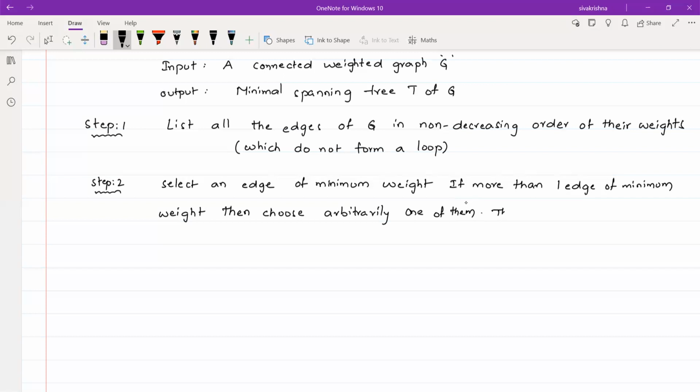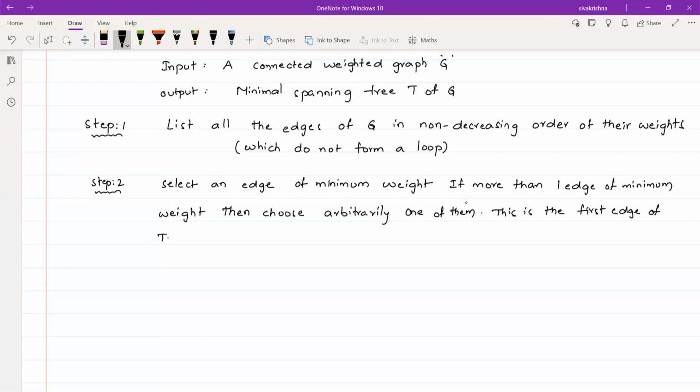So this is the first edge of T. Here T is the required minimal spanning tree; we represent the minimal spanning tree by T.